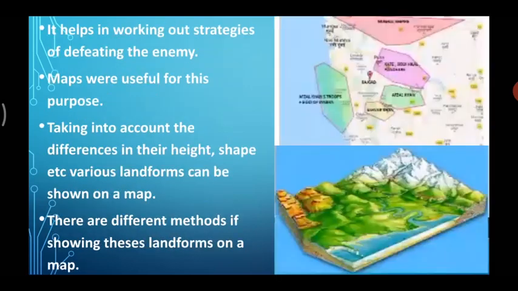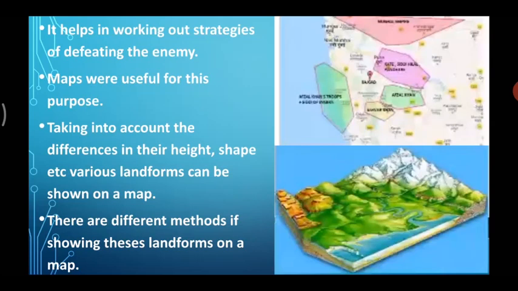Let us move forward. It helps in working out strategies of defeating the enemy. Strategies mean different plans on how to fight the enemies. If you have seen any of the mythological movies, or movies related to patriotism, just take an example of the Border movie. You will come to know how they have planned out the strategies to defeat the enemies. They have to plan, right?